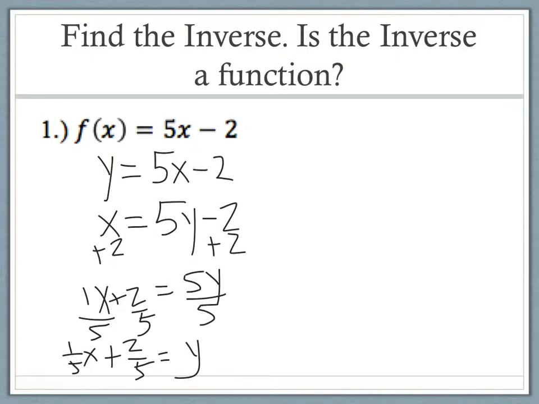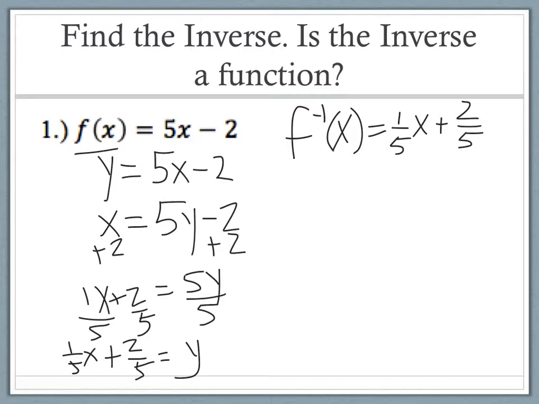Now, we didn't start with y, we started with f of x. So we need to go back and switch our y to f inverse of x. Okay? And then equals, which was just 1/5 x plus 2/5. Okay? Now remember, we can also write this as just 1x plus 2 all over 5. I would accept either one of those as the inverse.